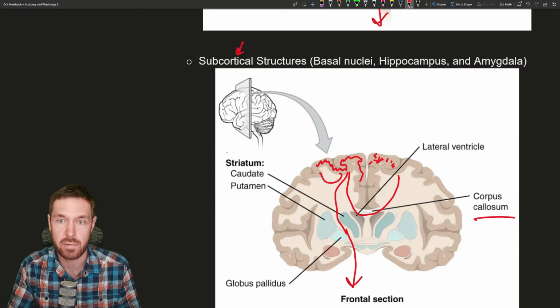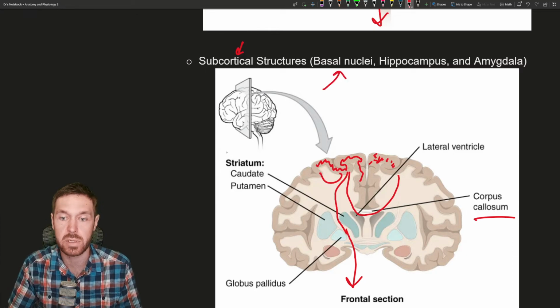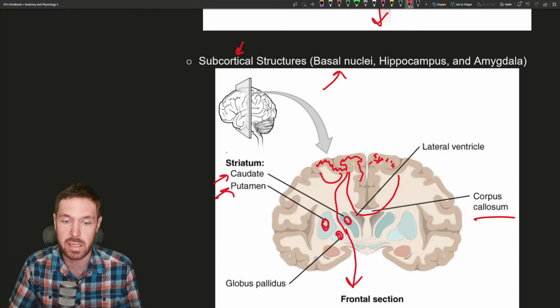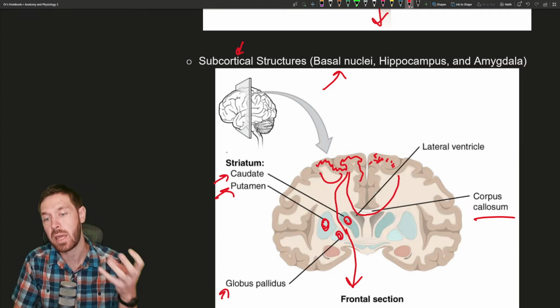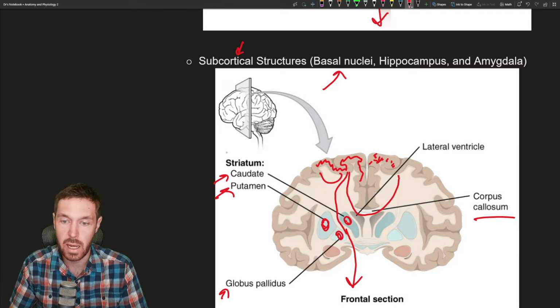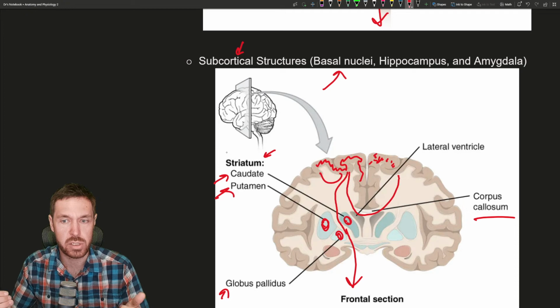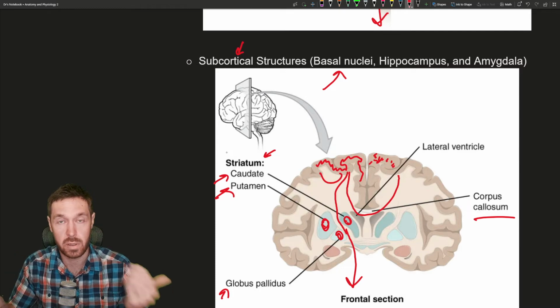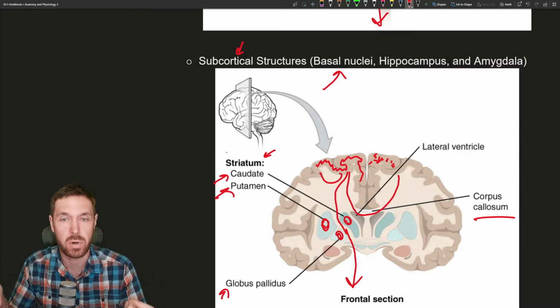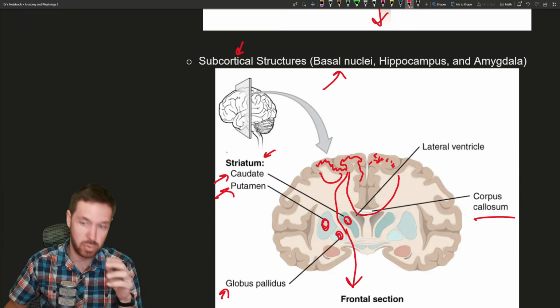But then we also have these other structures. We have what are called the basal nuclei, which are these structures right here. It's the caudate, the putamen, and the globus pallidus. Combined, we just refer to these as the basal nuclei. The caudate and the putamen are sometimes referred to as the striatum. These are preventing unwanted motor actions, so they are inhibitory. Parkinson's disease actually affects the basal nuclei and causes the jerky hand and arm movements, the unwanted motor action. So they are fine-tuning the motor output.